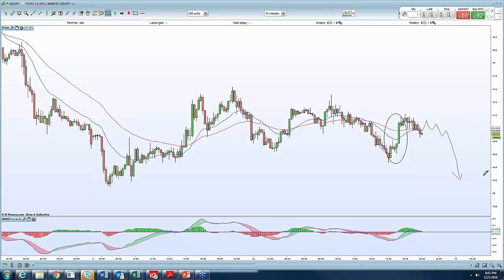Be patient, and if you get stopped out or you break even, if the trade plan, if the setup is still there, don't be afraid to take it again. Don't be afraid to take it again, okay? This Kiwi Yen.